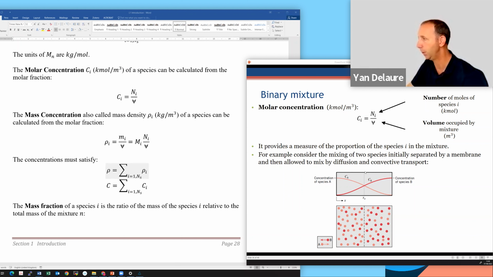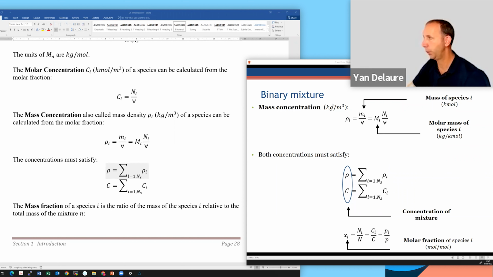But from the second you open the container, that is, you remove the membrane separating the species, then you end up with a mixing. The mixing may be a combination of pure diffusion with convection, different processes, but essentially what it means eventually is that your species B will occupy the whole volume that the mixture is taking up. Okay, so you have a distribution of the two species, dark pink and light pink. Okay, so that's the molar concentration.